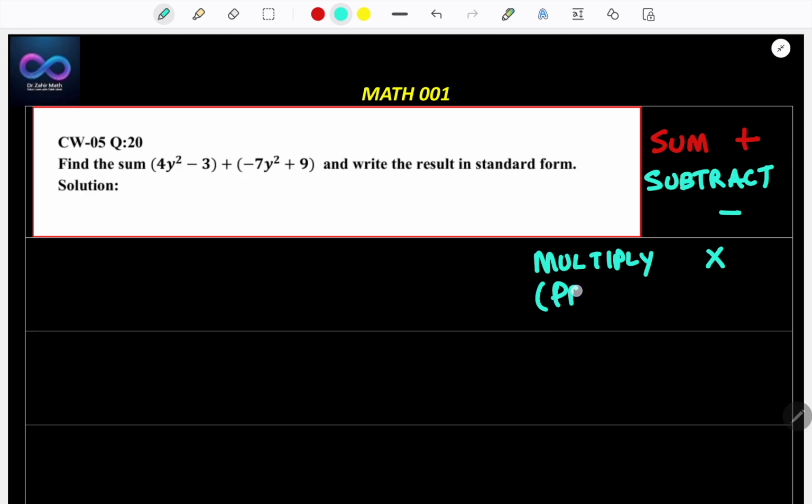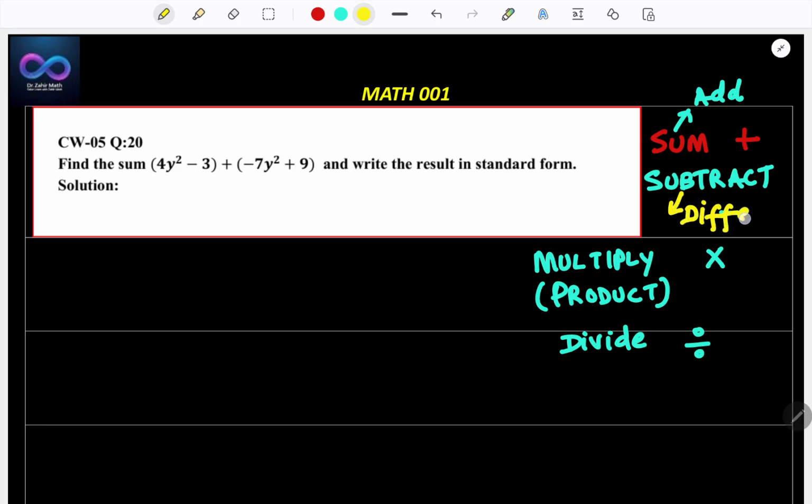Multiply means this one. You can also say multiply as another word, product. And the next is divide. What do you mean by divide? This one is divide. So for sum you can also use another word, add. For subtract, is there another word? Yes, there is a word: difference. You can say difference.